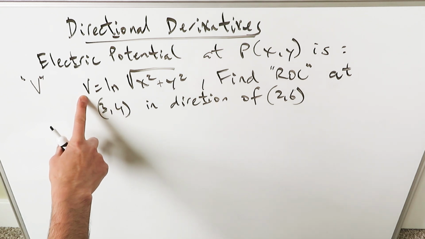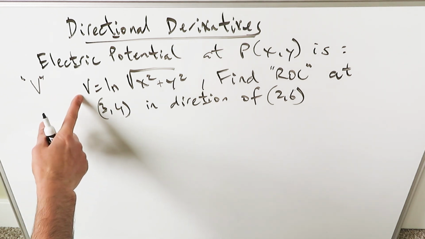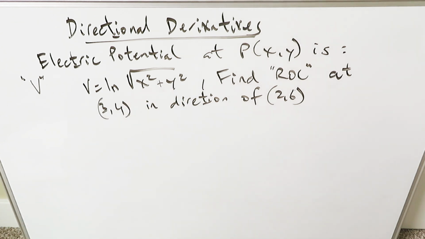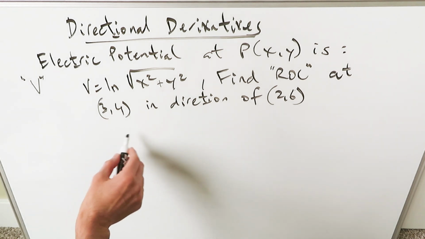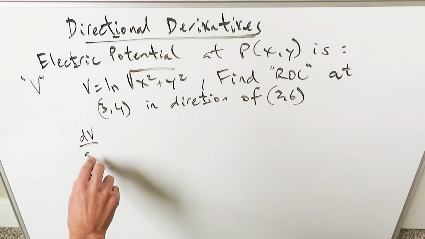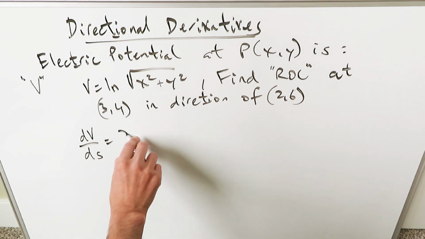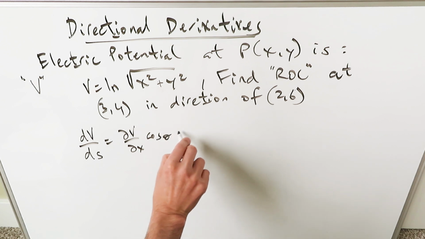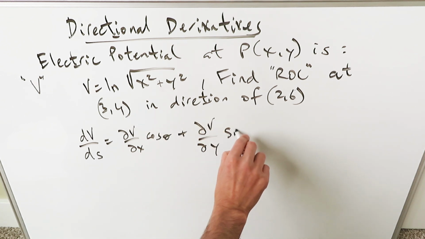You can think of V as being a Z, then you're looking at X, Y, and Z axes, or just keep it as is, V equal to natural log, and you're worrying only about two variables. But in the end, our equation is still the same. Except instead of looking at Z, now we have dV over ds equal to the partial derivative of V with respect to X, cosine theta, plus the partial derivative of V with respect to Y, sine theta.